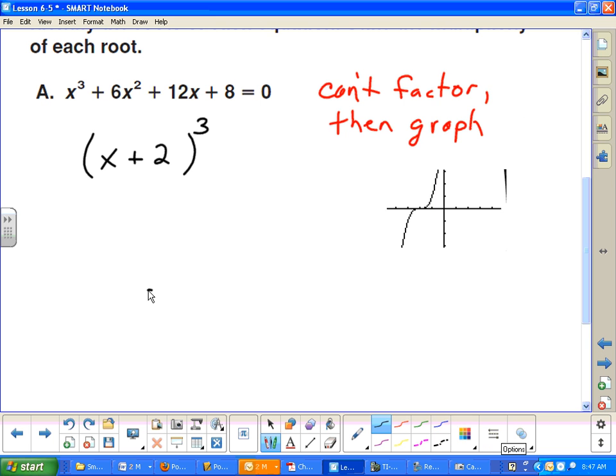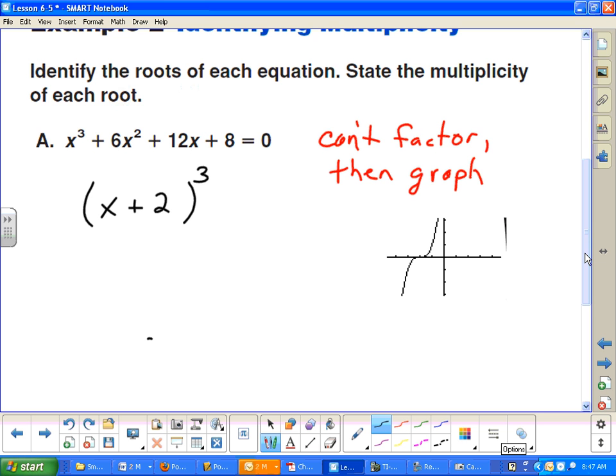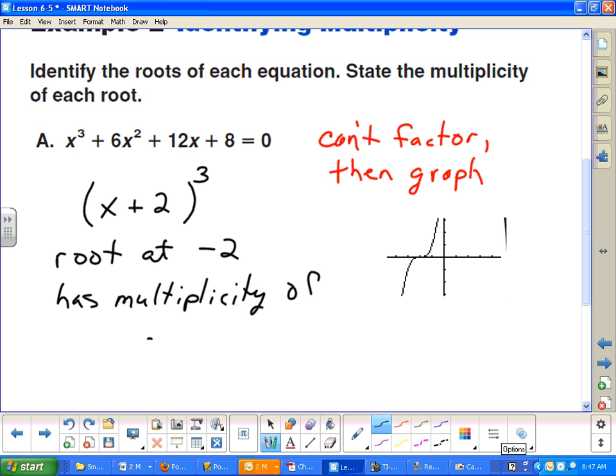So, what do we have here? They want us to identify the roots. Okay, so the roots here has one root at -2, and state the multiplicity of each root. So the root at -2 has multiplicity of 3. And that's because it bends when it goes through the x-axis.